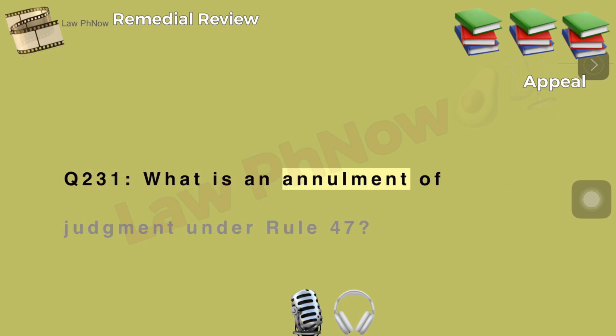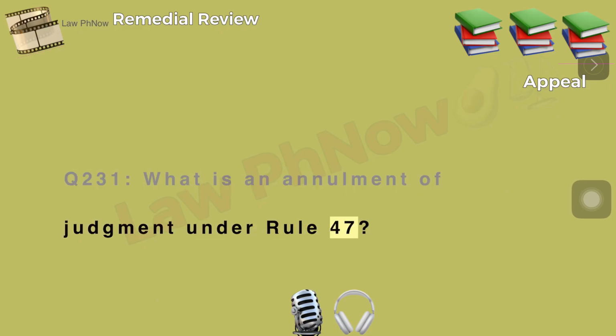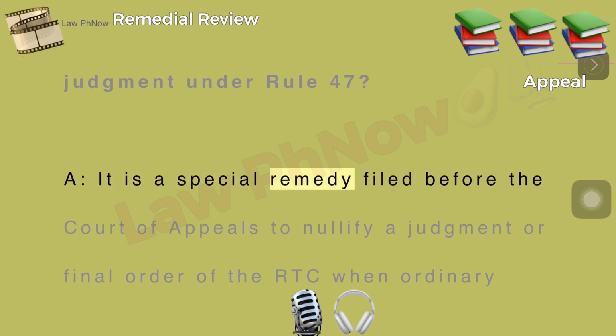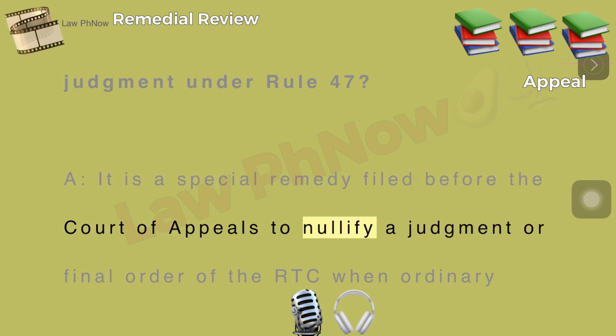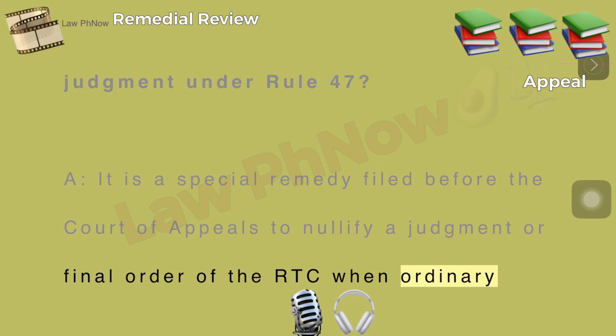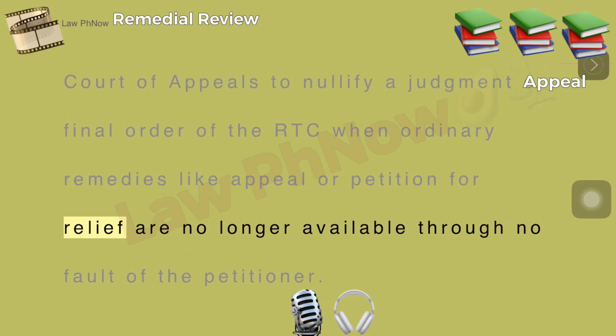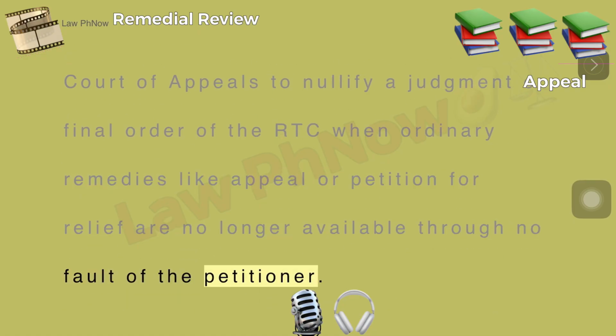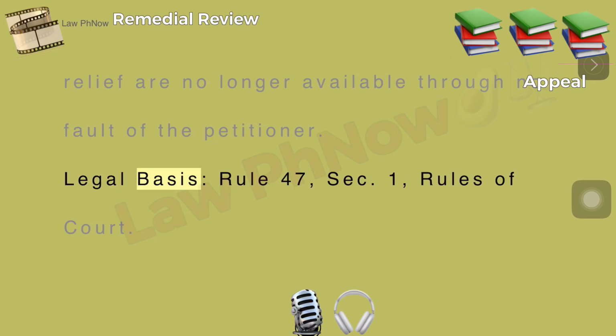Q231. What is an annulment of judgment under Rule 47? A. It is a special remedy filed before the Court of Appeals to nullify a judgment or final order of the RTC when ordinary remedies like appeal or petition for relief are no longer available through no fault of the petitioner. Legal basis, Rule 47, Section 1, Rules of Court.